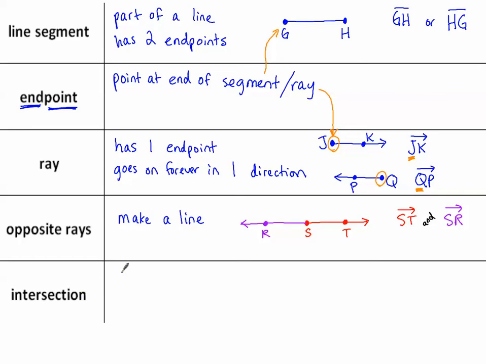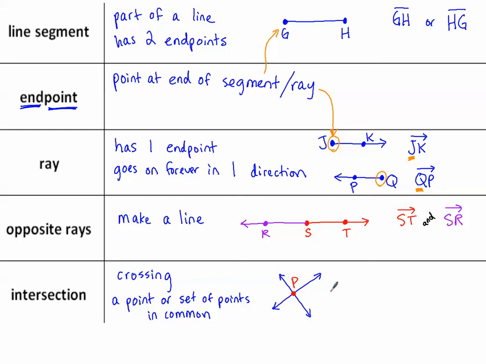An intersection you can think of like a crossing, like when roads meet, when they cross. An intersection is a point or a set of points that are in common. Lots of ways to show an intersection. Here's an intersection of two lines. These two lines are meeting at this point. I'm going to call this point P. Point P is the intersection point here.